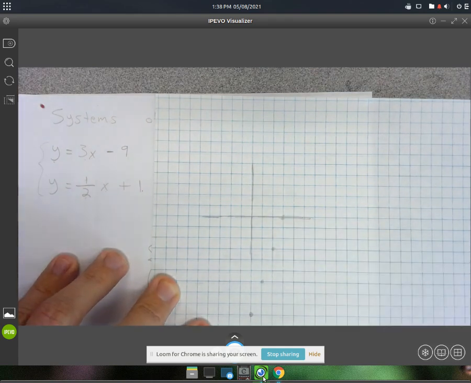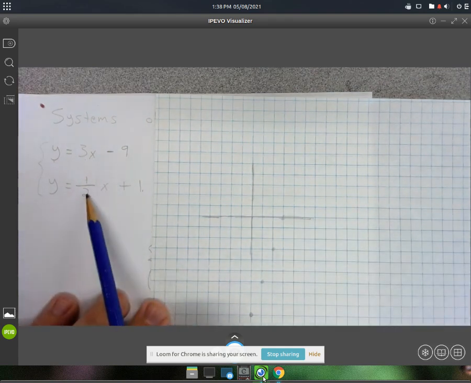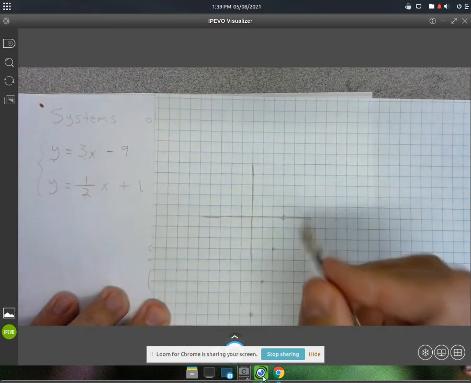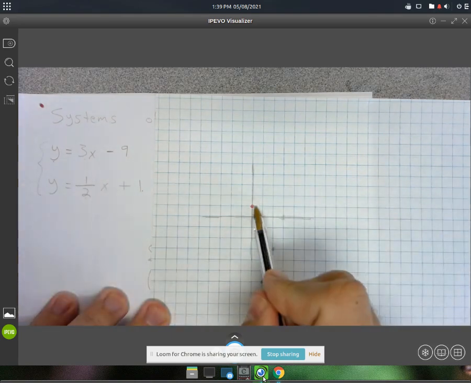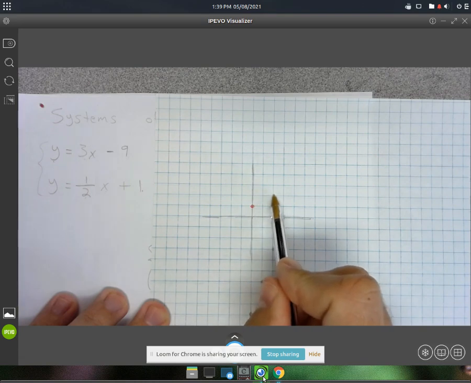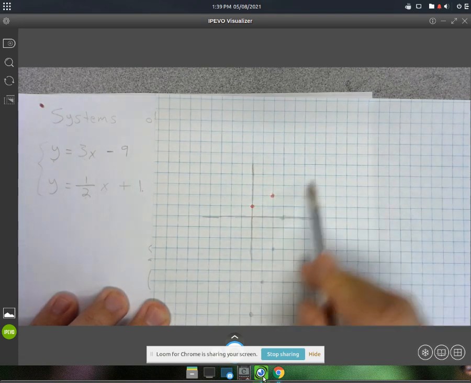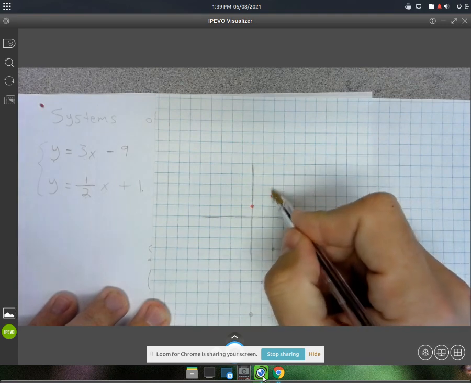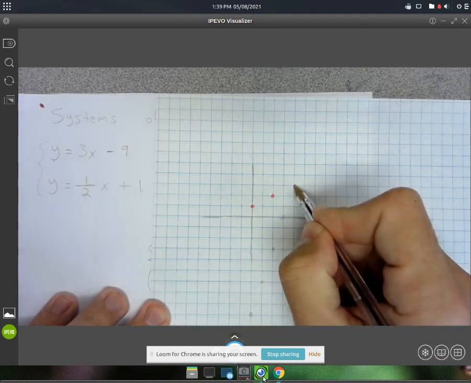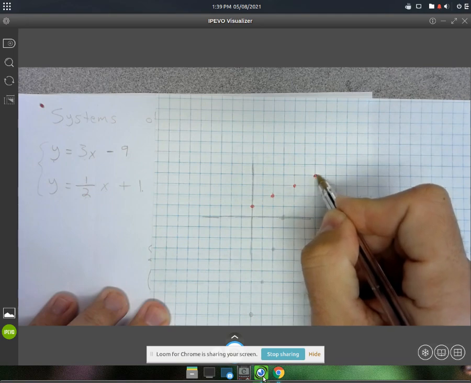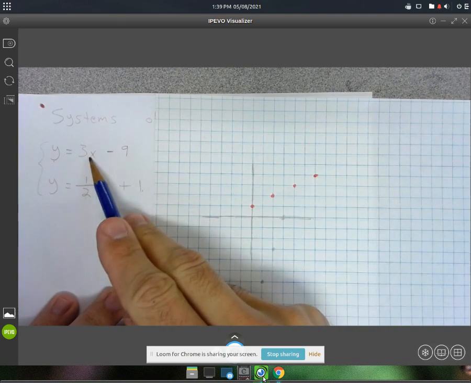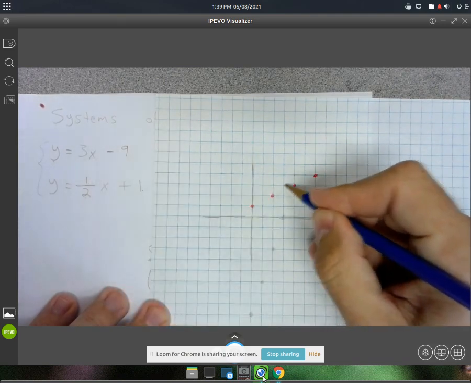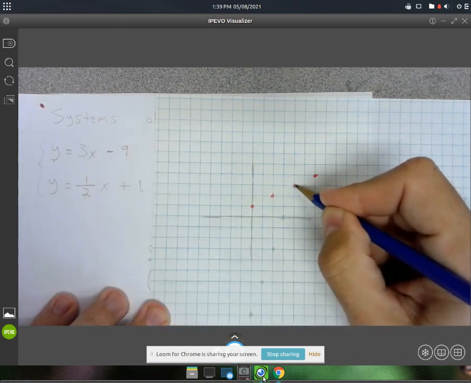I don't know how far I need to go, so let me go ahead and graph y equals 1/2 x plus 1. This one's going to start off at positive 1, and my slope is 1/2, so it's up 1 over 2. It looks like they're going to cross in this neighborhood somewhere. Up 1 over 2, up 1 over 2. And then on my penciled one, I need to go one more set: up 3 over 1. And that looks like it right there.